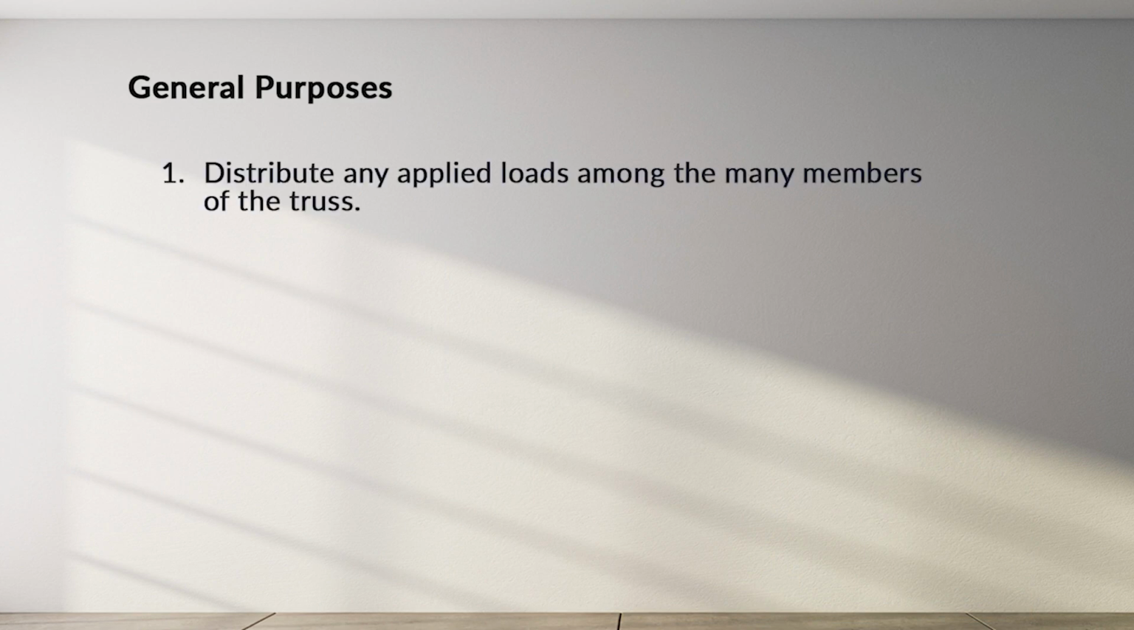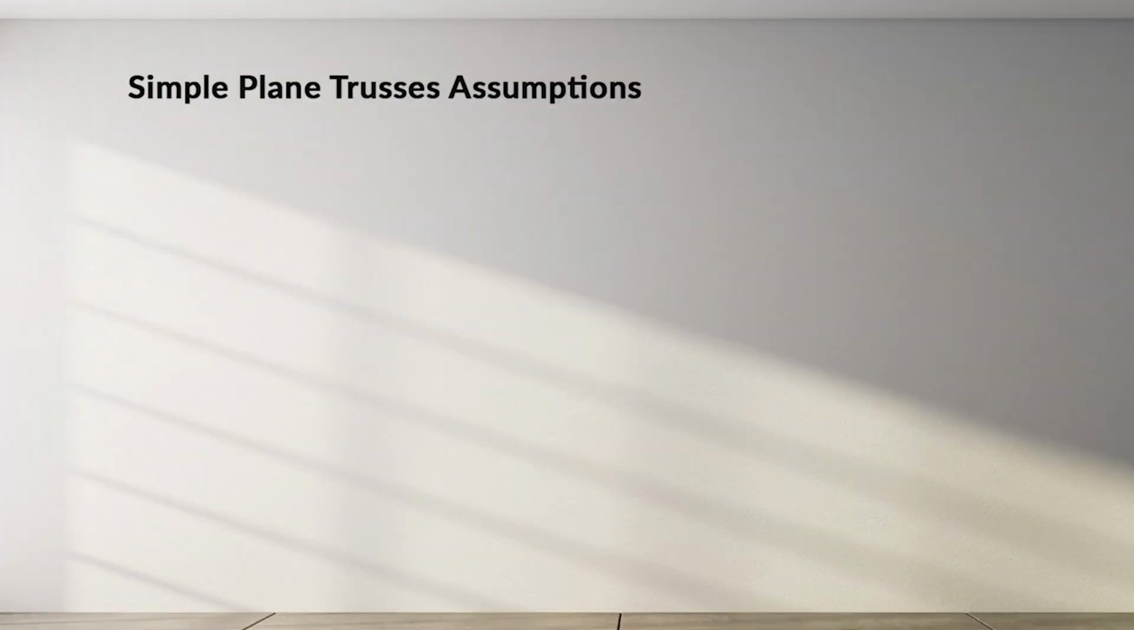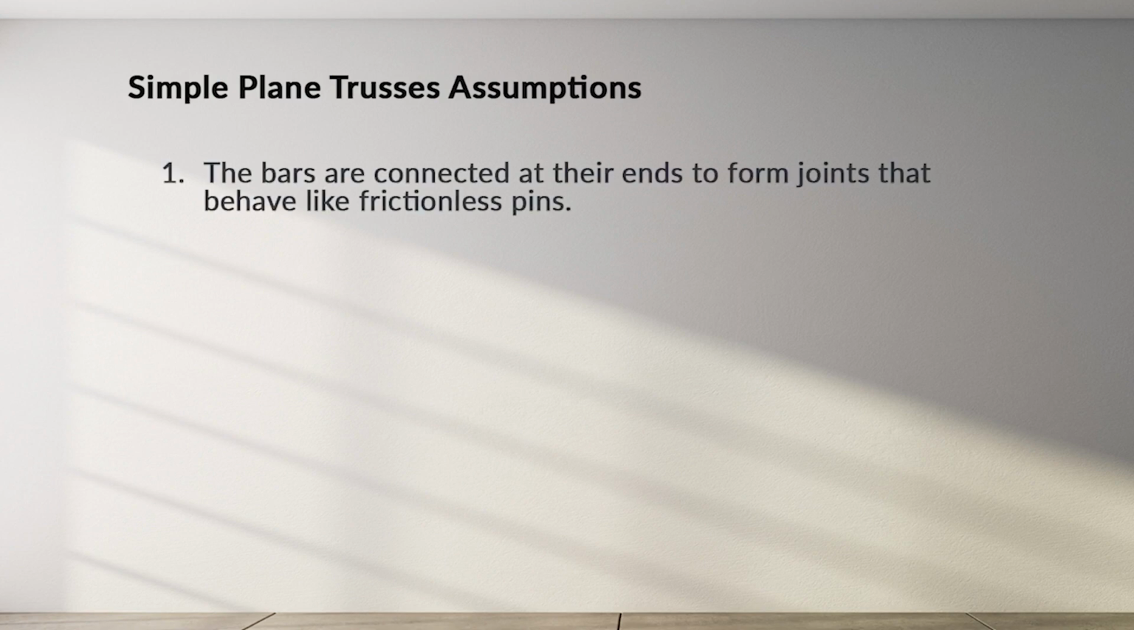In most cases, a truss has two general purposes: to distribute any applied loads among the many members of the truss, or to span greater distances than allowed by the longest single member in the truss. To simplify calculations, we make three assumptions about the simple plane truss. The first assumption is that the bars are connected at their ends to form joints that behave like frictionless pins.